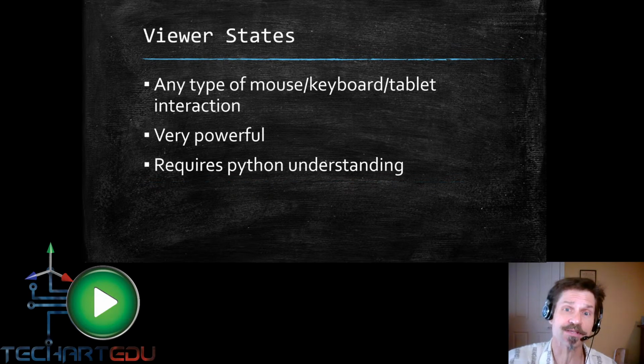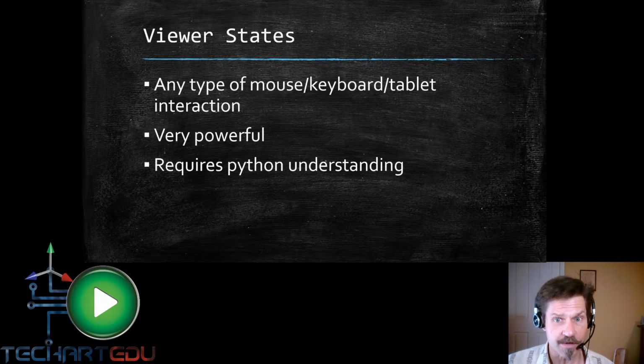Viewer states, as presented last week, are any type of mouse and keyboard or tablet interactions. They're all very cool, and we're going to just show one type of interaction because they're complicated, and they took me a while to figure out, but they're actually very cool. I always love the opportunity to learn something new and totally cool, and these are really wicked, and I think you'll see in just a little bit. They're very powerful, but they do require some Python understanding.